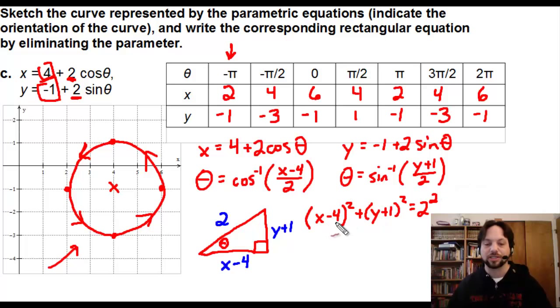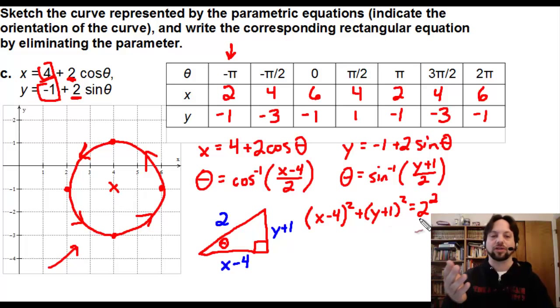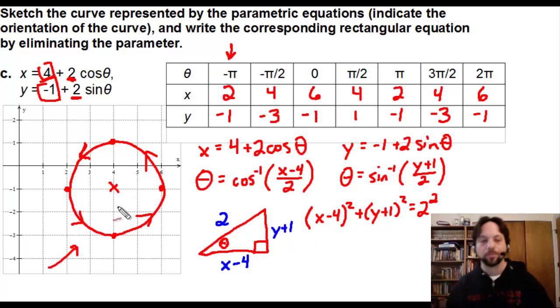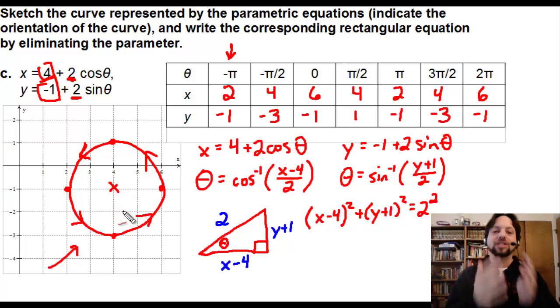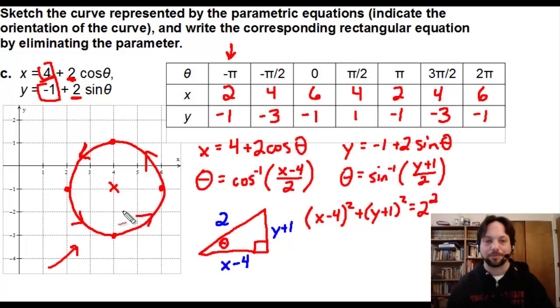Notice where the center is. It's at 4, -1. Sure enough, 4, -1. Notice what the radius of this circle is. It's 2. And sure enough, the radius here is 2. So, it's a much different problem from the first two examples. A little bit of trigonometry thrown in there will usually result in some kind of conic section or another. So luckily, we've already learned about conics, just recently, in fact.